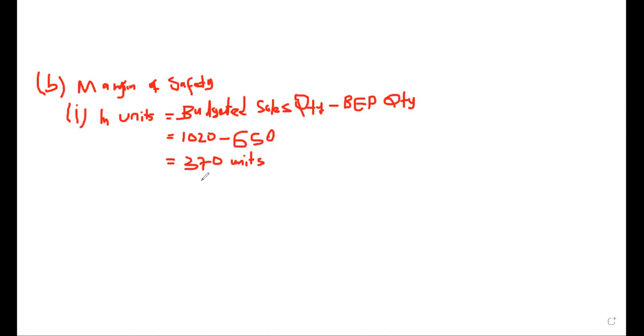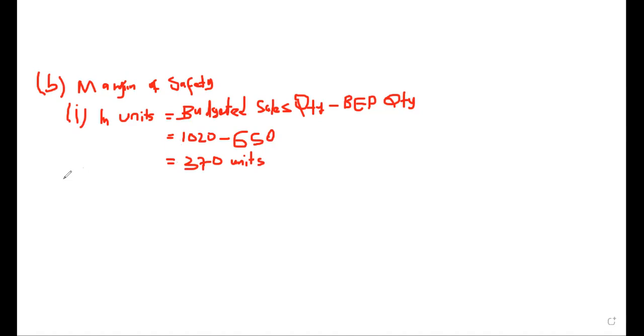That's why we are saying these units above 650, these units are our margin of safety. So it doesn't matter whether they are 50, they are 20, as long as they are above 650, we are recording a profit. So that's how we can interpret that figure that we have just calculated.